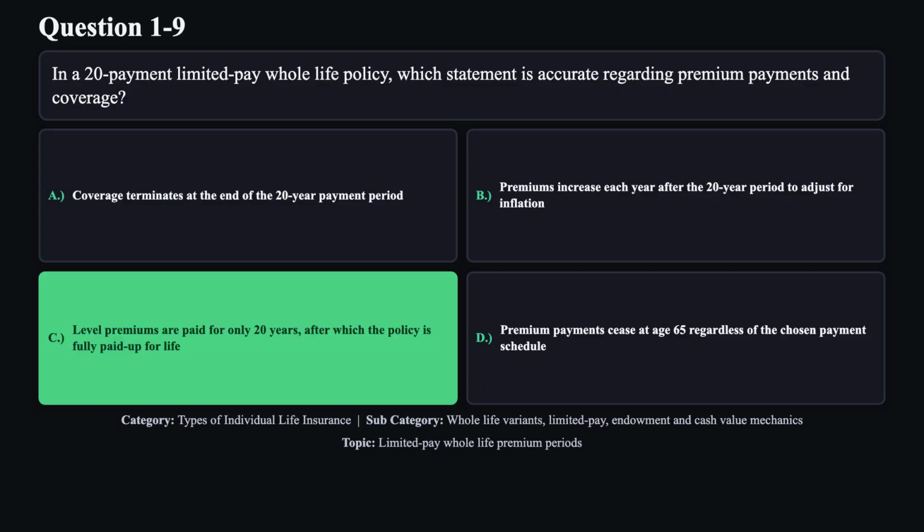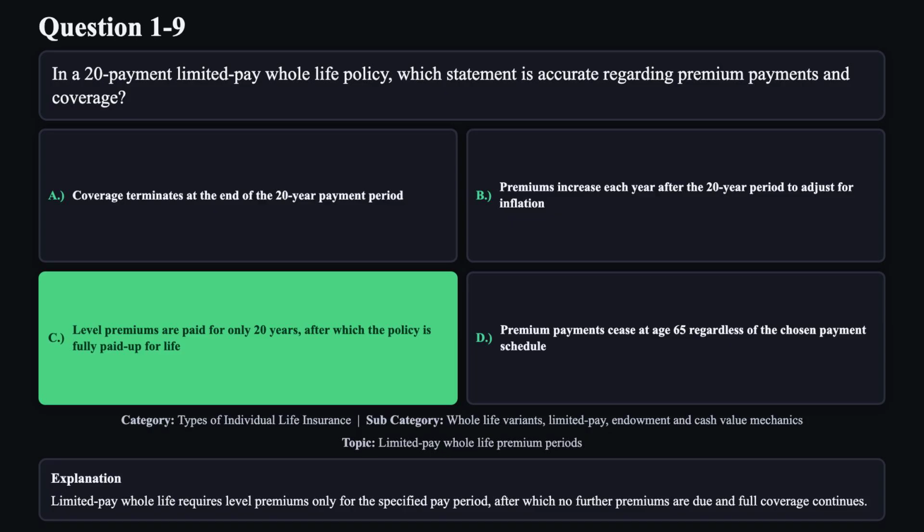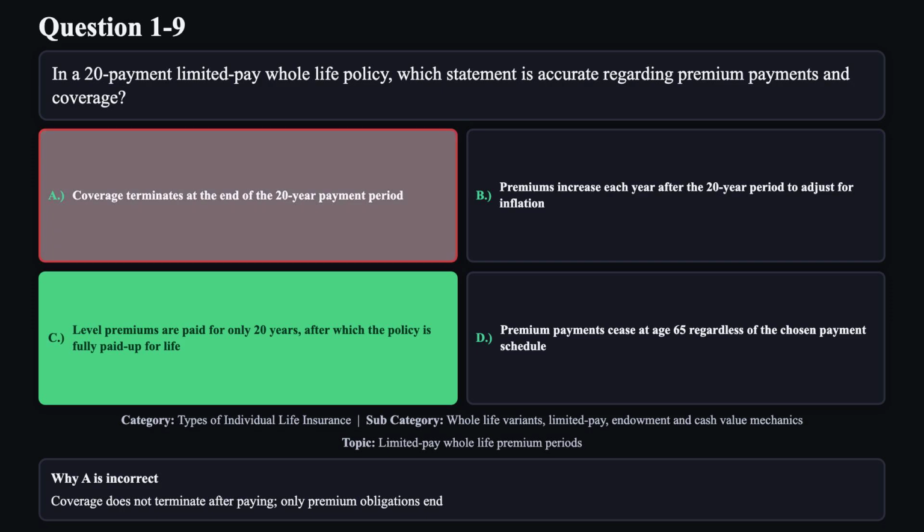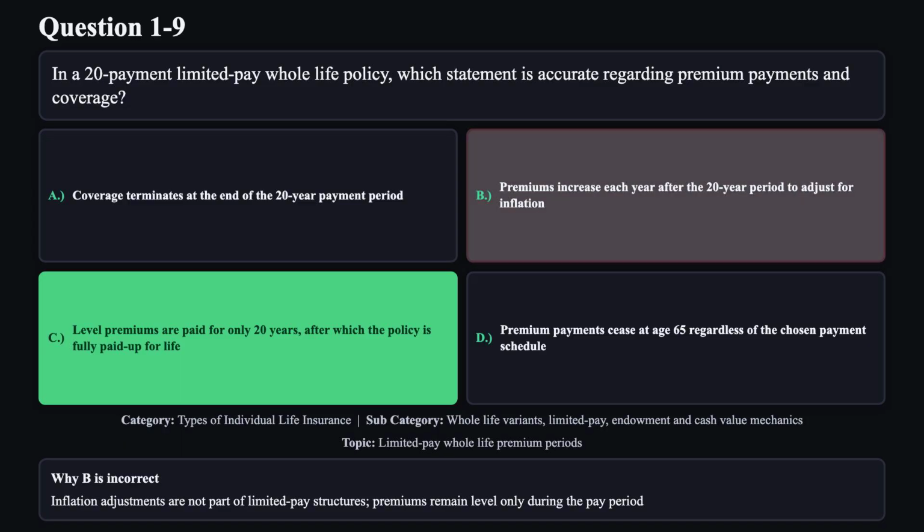The correct answer is C. Limited pay whole life requires level premiums only for the specified pay period, after which no further premiums are due and full coverage continues. Reason A is not correct. Coverage does not terminate after paying. Only premium obligations end.